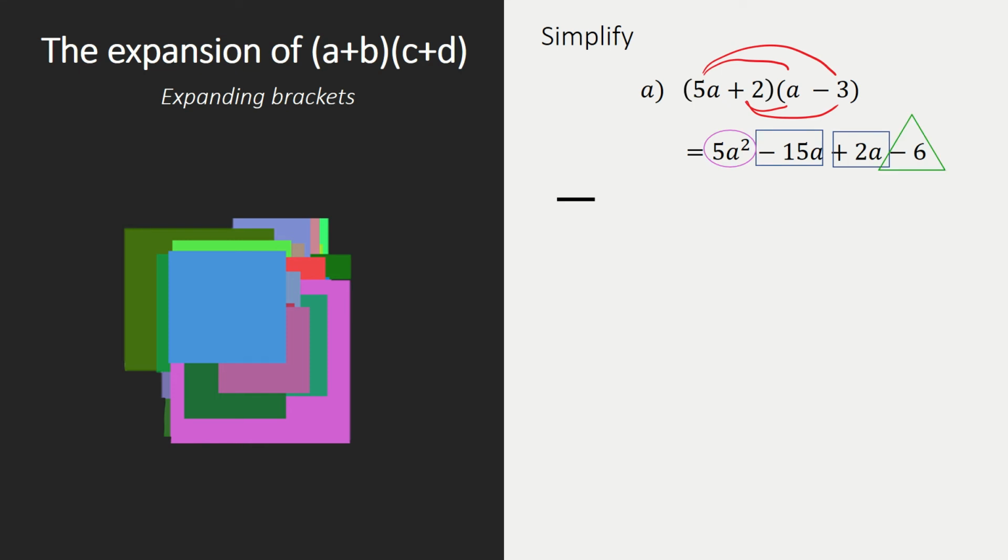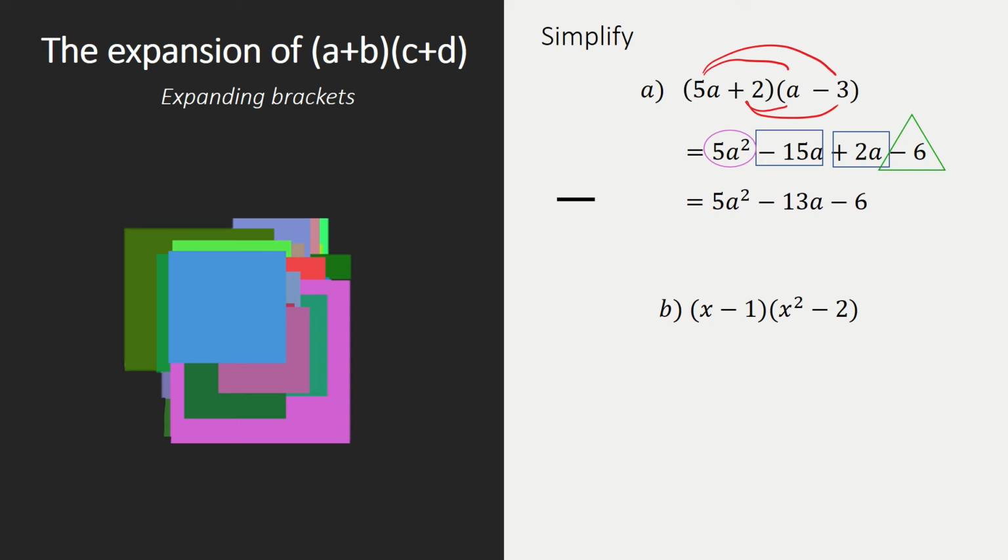We can highlight our like terms. And remember that something is a like term when the letter is the same, so in this case the a, but also the power is the same. The minus 6 doesn't have a letter, so that's just a number, so it's not a like term with the a's. Minus 15a plus 2a are the only two like terms, and the answer is minus 13a. So this is your final answer.